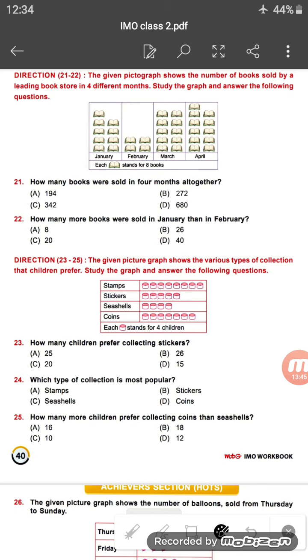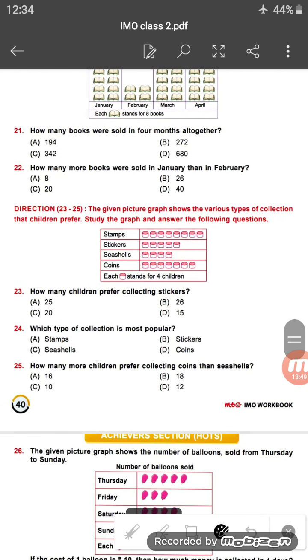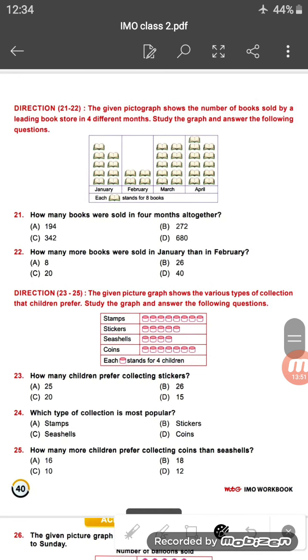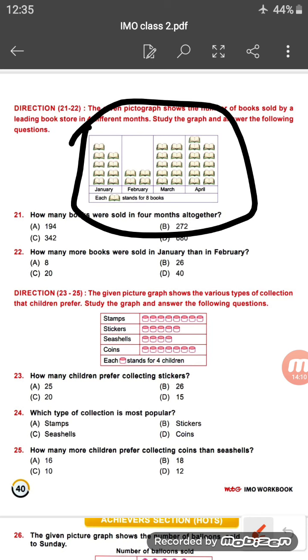Okay, now again the same pictograph. You will practice, and if you just go through it, you will understand. Just you need to give your attention. How many books were sold in 4 months altogether? See, one chart is there. You can see this is a chart and books are there, right? So books are there in January.